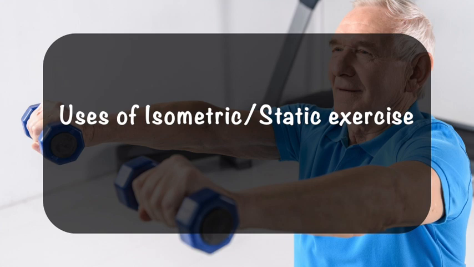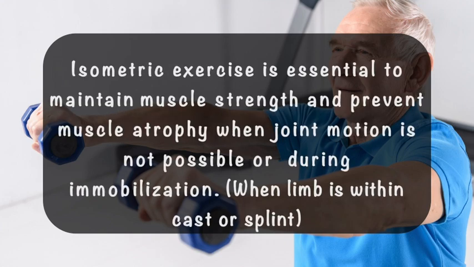Let's see the uses of isometric exercise. Isometric exercise is very useful when the aim is to maintain muscle strength and to prevent muscle atrophy during immobilization or when joint range of motion is not possible. For example, when a limb is within a plaster cast or splint following any surgery or any kind of reconstructive procedure.